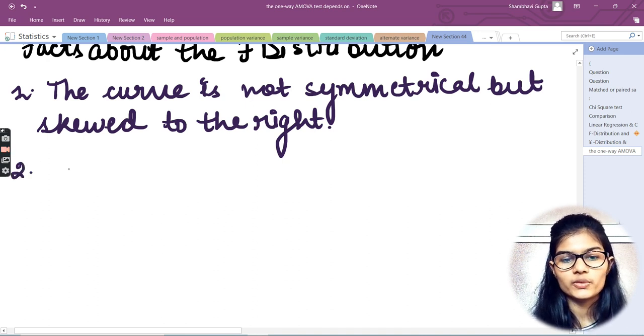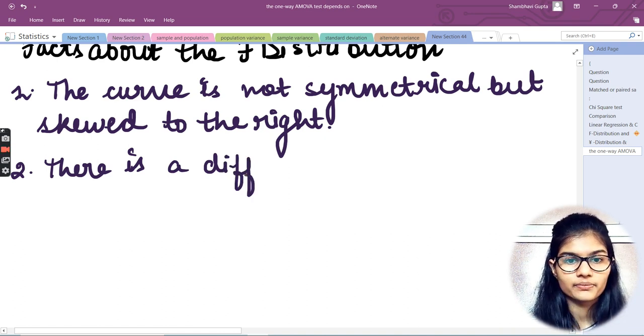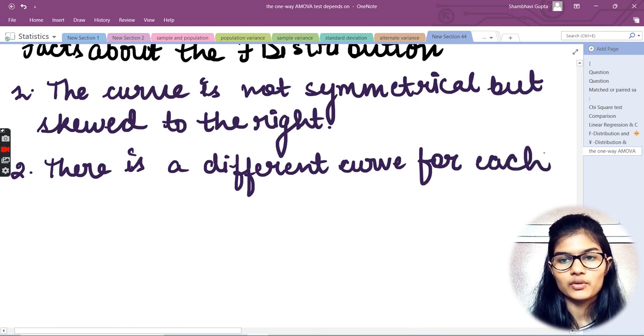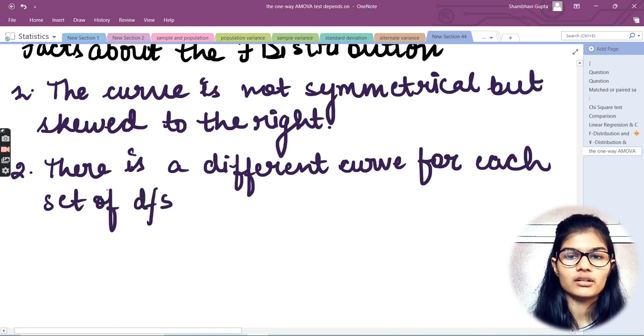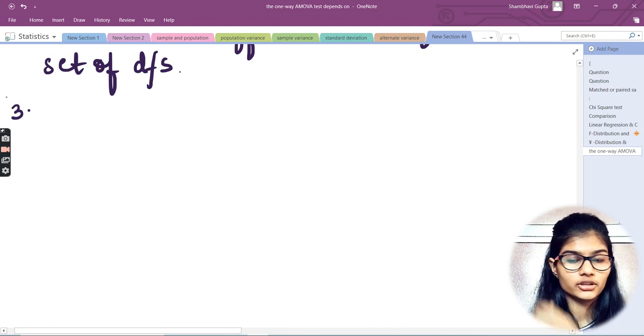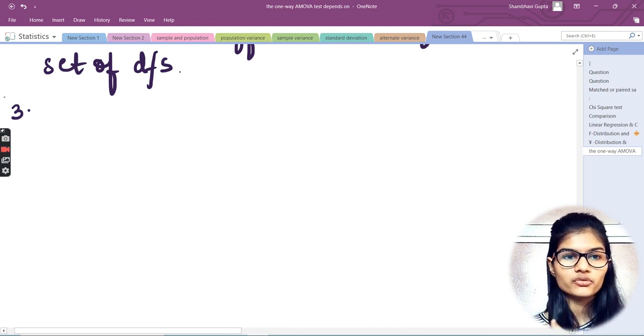Okay. Moving forward, we have number two, and that is there is a different curve for each set of dfs, that is, there is a different curve for each set of degrees of freedom. Okay, coming down, we have the next point, that's the third point, or you could even say the third fact, whatever you wish.